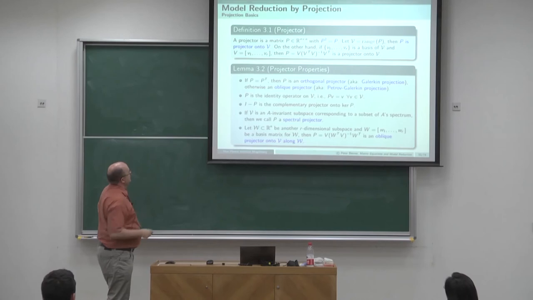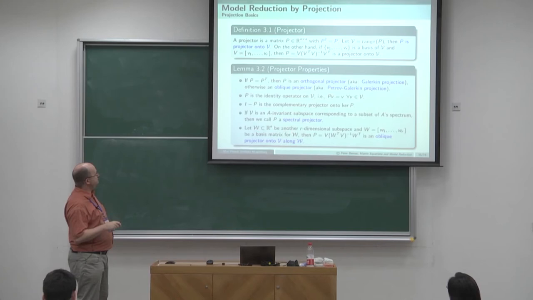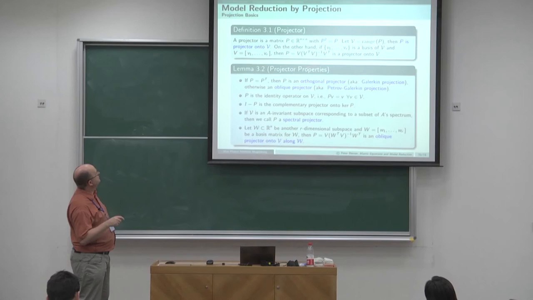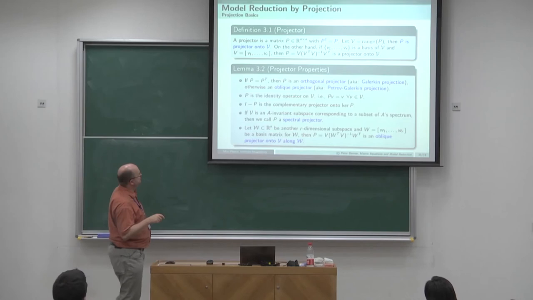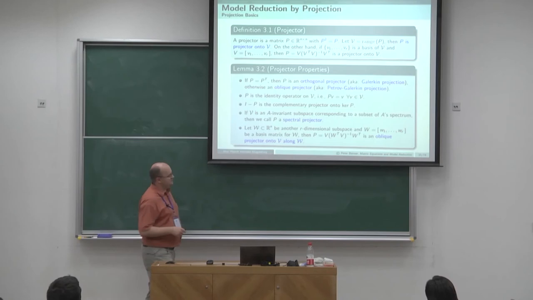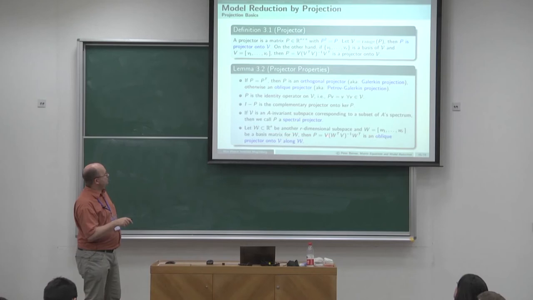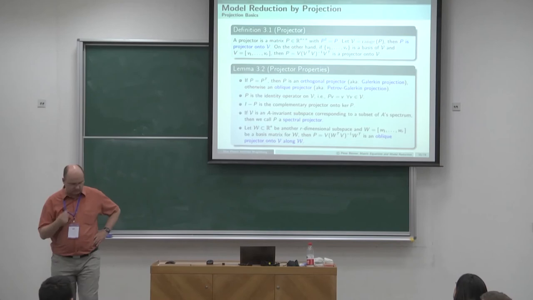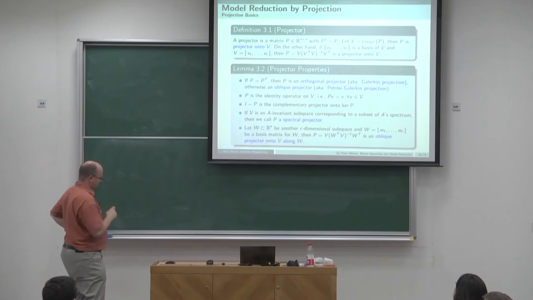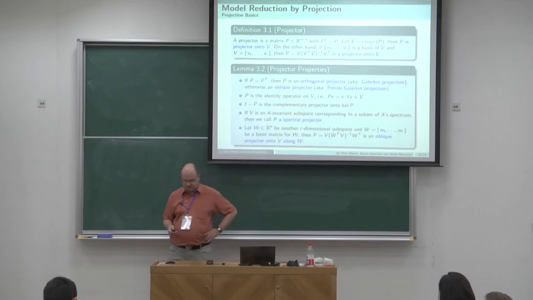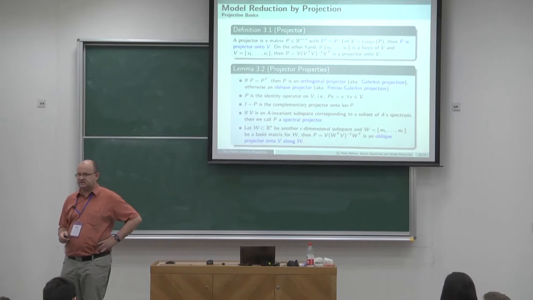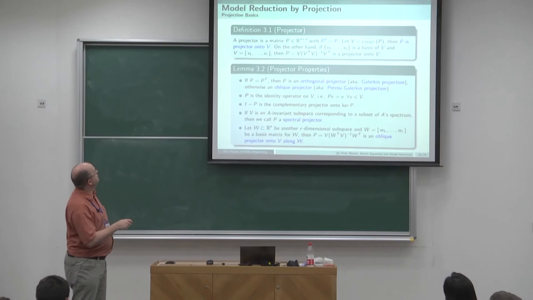And an oblique projector usually needs a complementary subspace. It should have the same dimension as the space on which we project, which is V, always. So the complementary subspace is called W, and it can be represented by a basis of vectors w1 through wr. And then the oblique projector that projects onto V along W is this creature. And these two objects, this projector and this projector, will be objects that we will use now to do model reduction. All the methods that we'll discuss can be interpreted as either Galerkin or Petrov-Galerkin projection, using either such a projector or such an oblique projector.